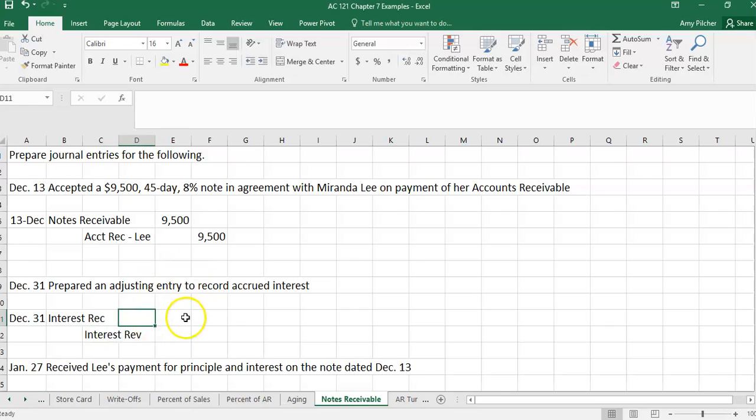So the interest calculation is the amount of the note, $9,500, times the rate, 8%, times time. In this case, we want 18 days. So 18 divided by 360. So our interest revenue, $38 for our adjusting entry. On January 27th, we received full payment for that 45-day note.